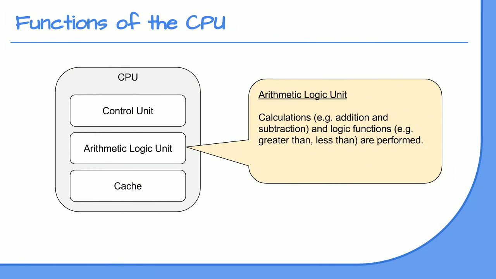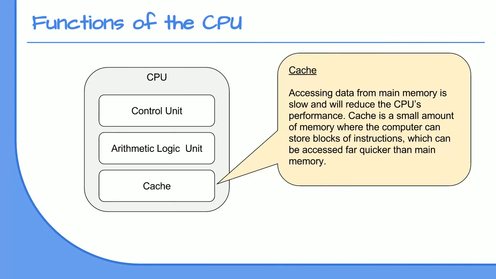The ALU is the part of the computer which completes calculations, for example, addition and subtraction, and also logic functions such as checking if values are greater or less than each other.